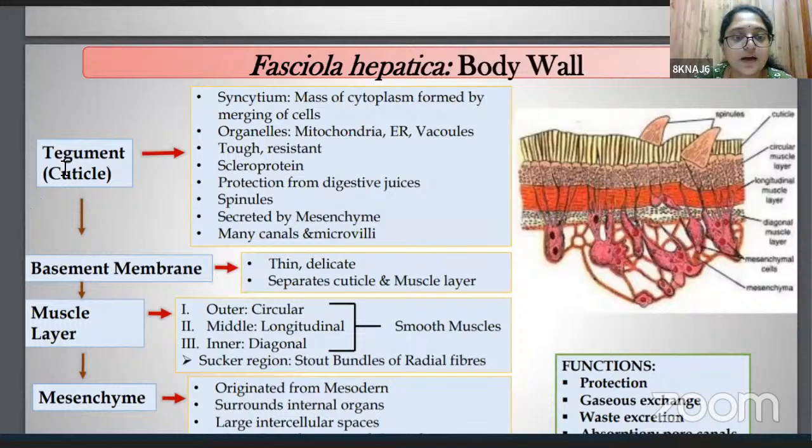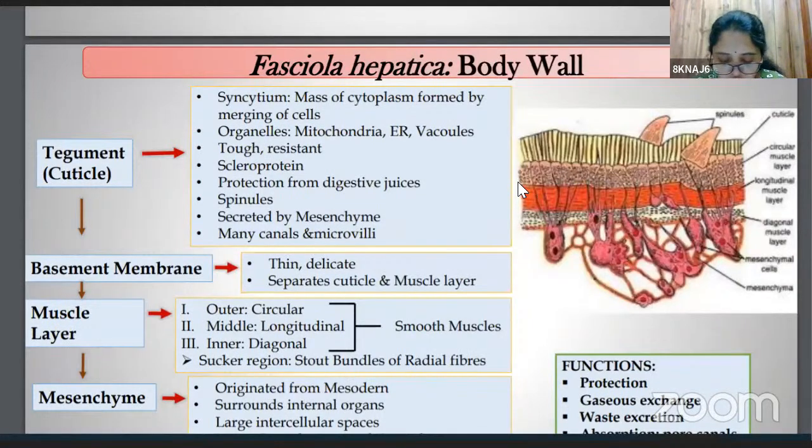The tegument has a syncytium, that is a mass of cytoplasm formed by the merging of cells. You have mitochondria, endoplasmic reticulum, and vacuoles present. It is a very tough and resistant body wall layer, the cuticle layer, made up of scleroprotein, in fact.